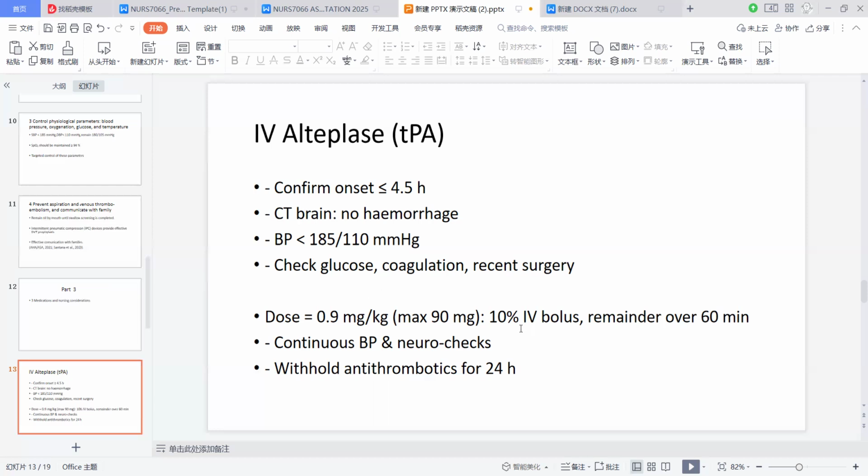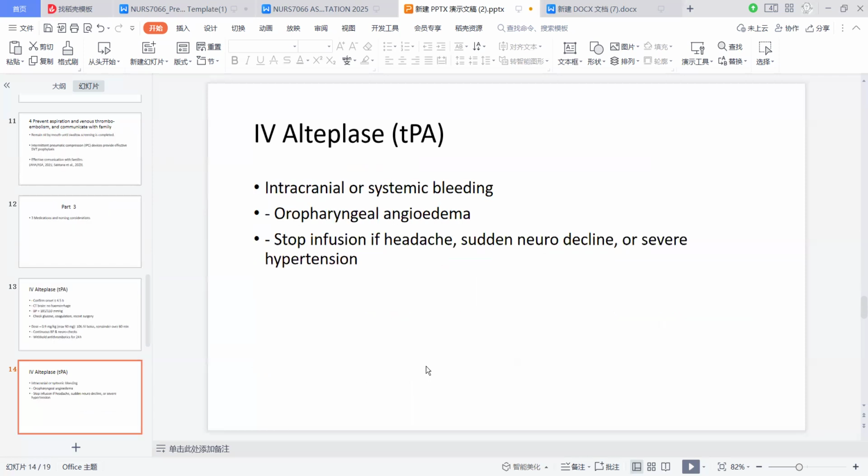10% is given as an IV bolus, followed by a 60-minute infusion. During and after the infusion, maintaining continuous blood pressure and neurological observation is very important for the patient. Withholding anticoagulants for 24 hours and withholding antiplatelets is also a key part. The main adverse effect of tPA is intracranial and systemic bleeding, and early signs include new headache, neurological function decline, and severe hypertension.